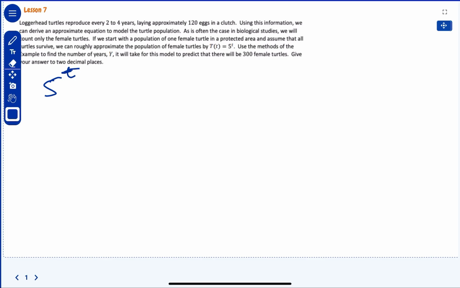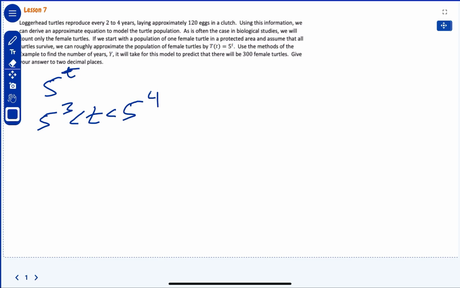Well, what's 5 squared? 25. What's 5 cubed? 25 times 5 is 125, right? What's 5 to the 4th power? 125 times 5 is something greater than 300, right? So we know that it's going to be between 5 cubed. So it's going to be greater than 5 cubed, but less than 5 to the 4th.